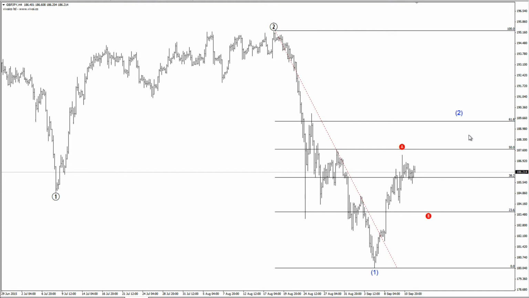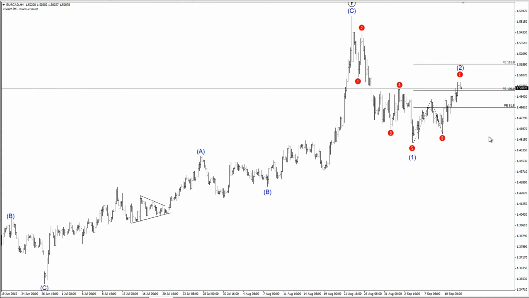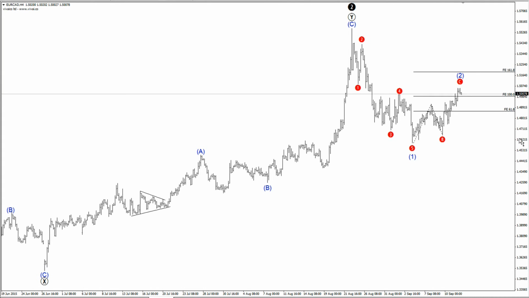And once this plays out, if it plays out like this, we can start projecting more targets, more accurate targets on the upside. So let's see how it plays out. Okay, next is Euro Canadian.